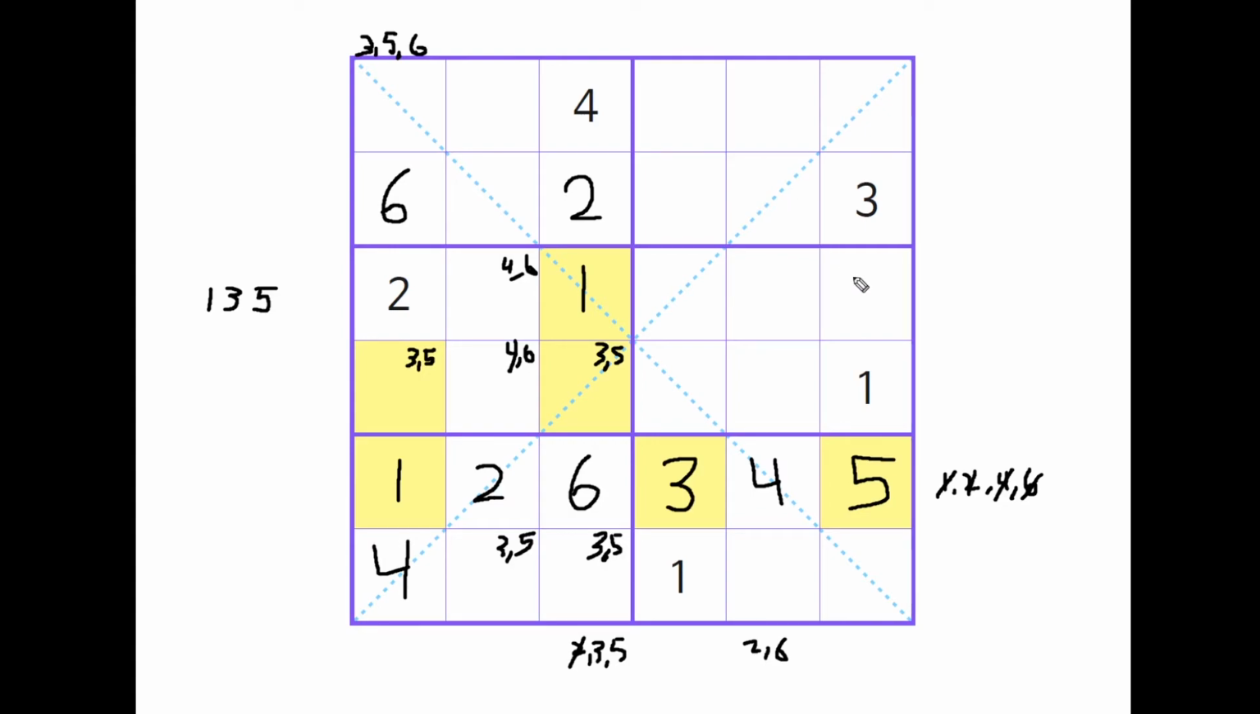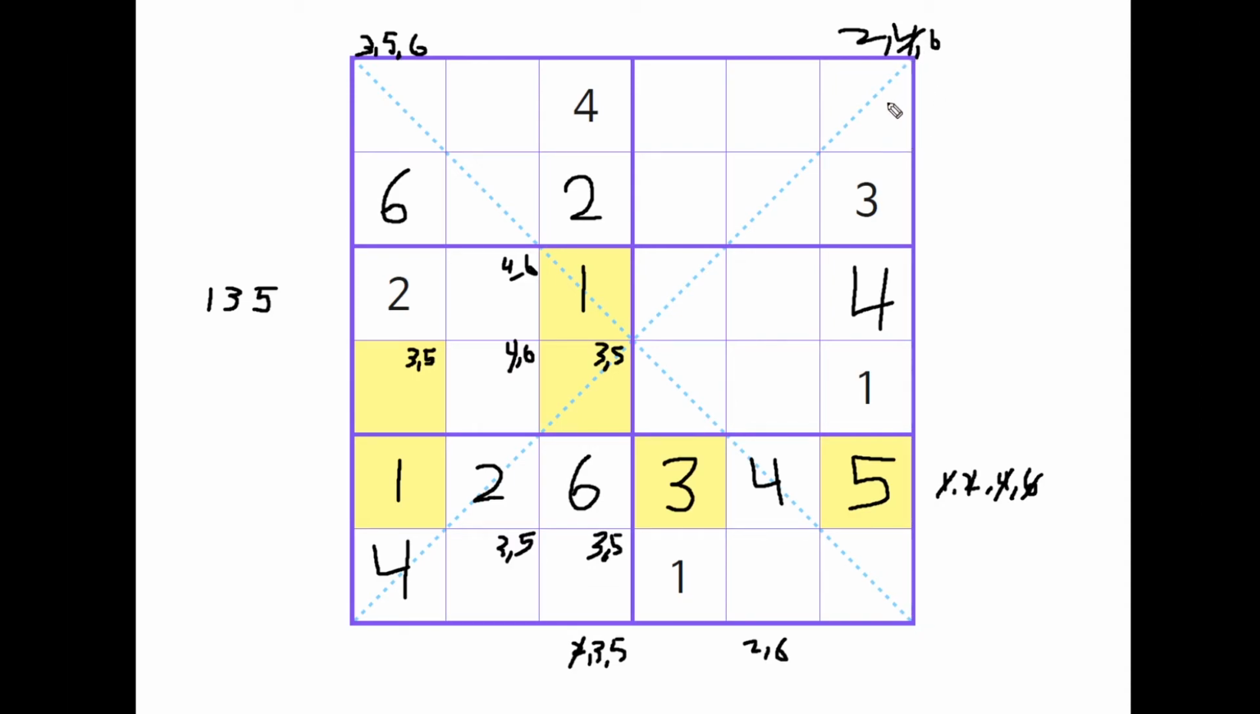Let's take a look at this last column here. This last column is missing the numbers 2, 4, and 6. Well, we know that number 4 cannot be placed in this first cell because of the 4 in the same row, and it also cannot be placed in the last cell. So the number 4 must be placed here.